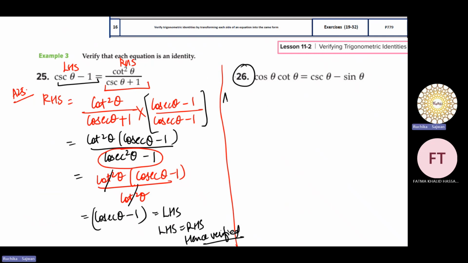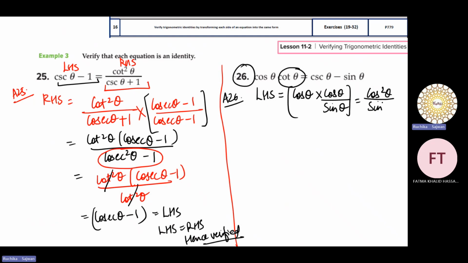Now I'll ask you the same question. Which side should we begin with? Left or right? Which one is easier? You can begin in any direction. Now let me begin with the left side first. So cos theta, nothing I can do, but cot theta, I can apply the quotient identity because cot theta is cos theta divided by sine theta, right? So what do you get after simplification? Cos square theta over sine theta.